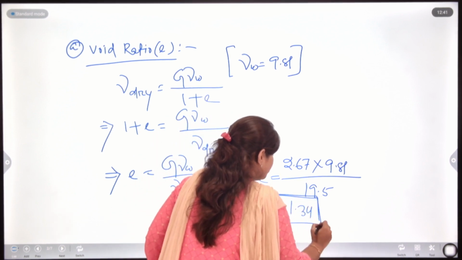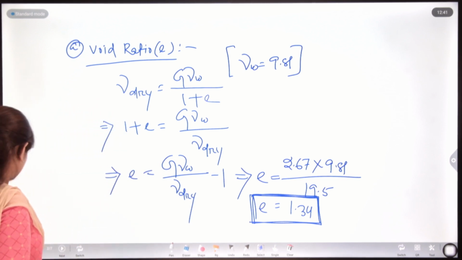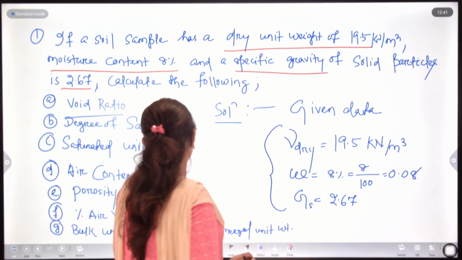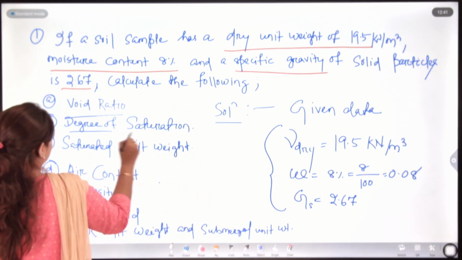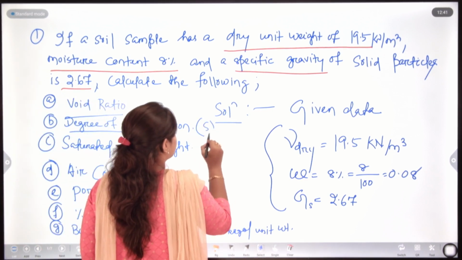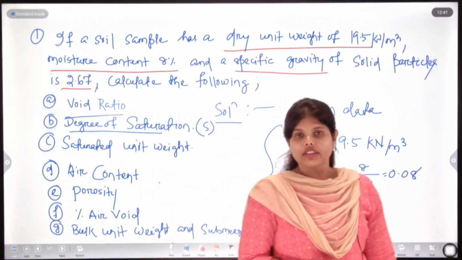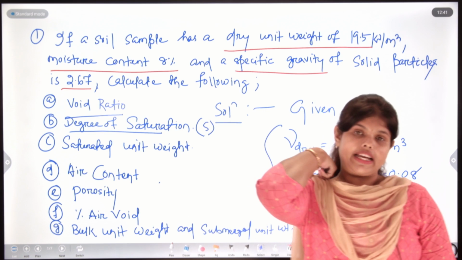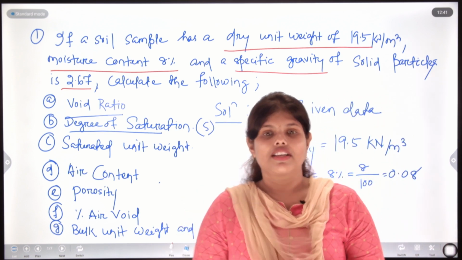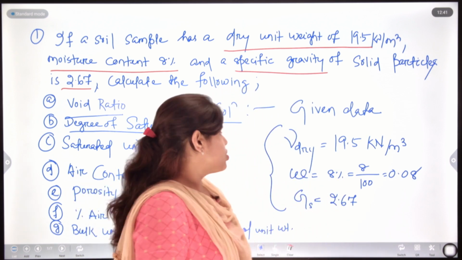This void ratio we will use while solving other equations, other numericals. So, next is our degree of saturation. Degree of saturation is denoted by S. How to calculate S? We know the formula, Se equals to wG. How to remember? Say WAG, by the name of the cricketer, say WAG. Se equals to wG.